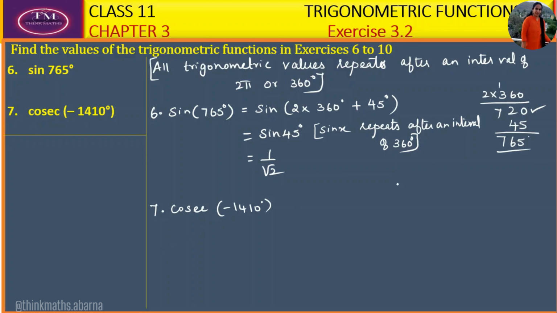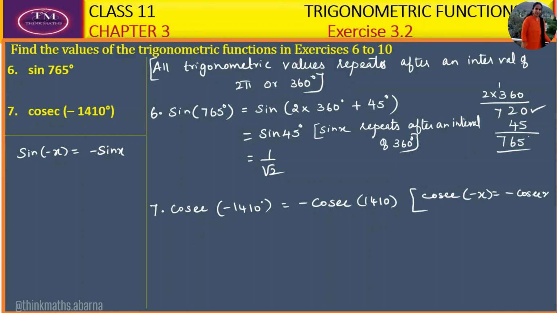So we know sine of minus x equals minus sin x. So cosecant is the inverse of sine. So cosecant of minus x will also be minus cosecant x. So it is minus cosecant 1410. The reason is cosecant of minus x equals minus cosecant x. Now we have to write this 1410 in terms of a multiple of 360 degrees. So let us take 1410. How can we write this?